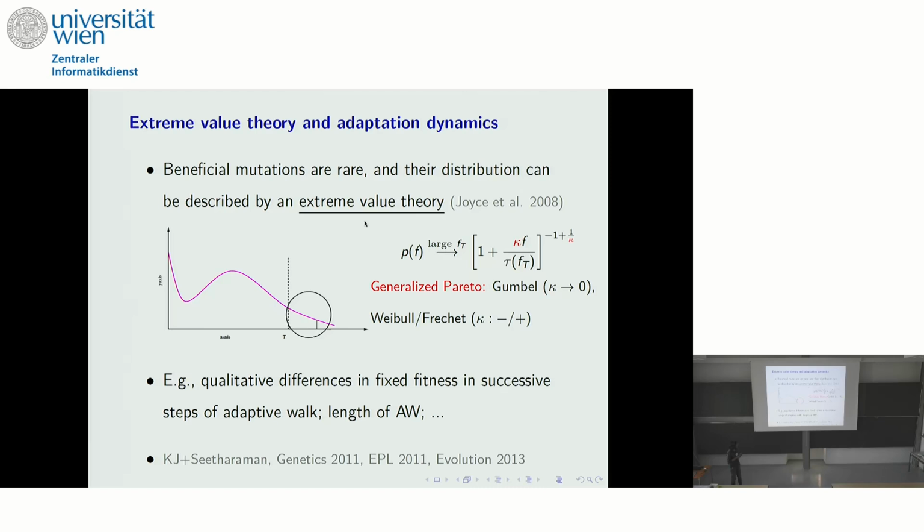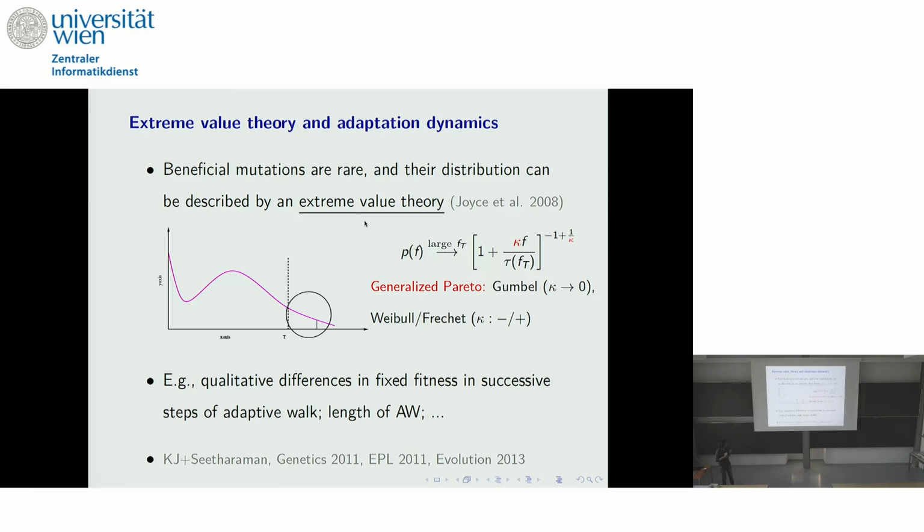You can do that by modeling it through a generalized Pareto distribution, which is nice because it has a single parameter kappa, which you can change to access all 3 universality classes.